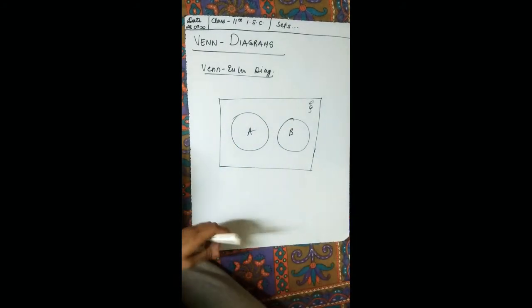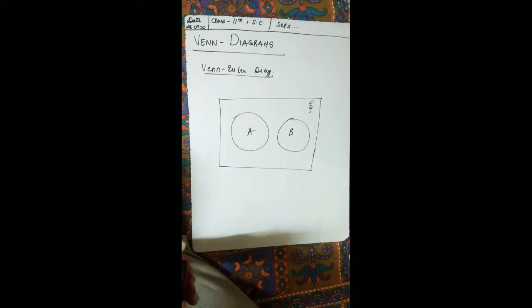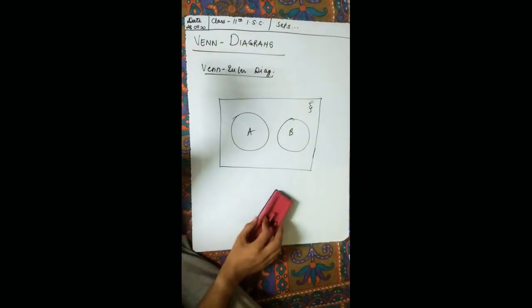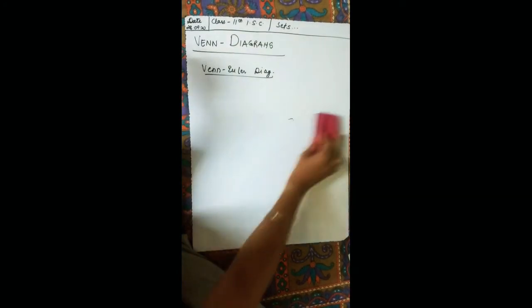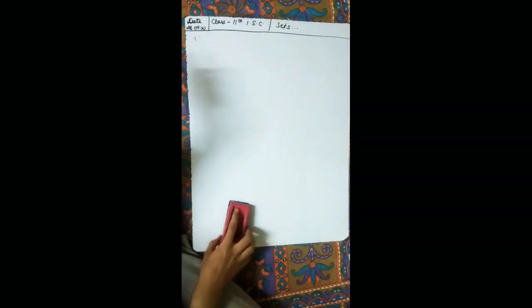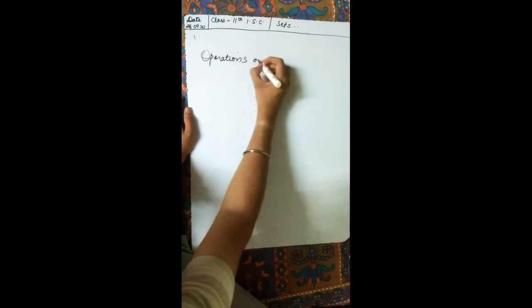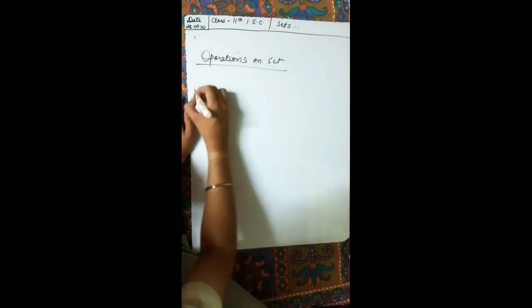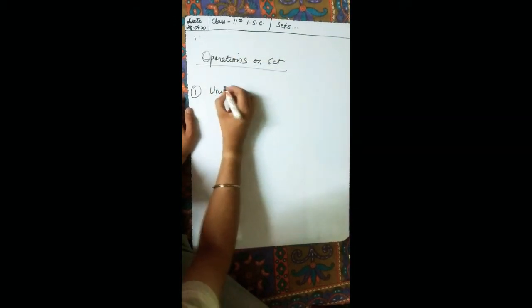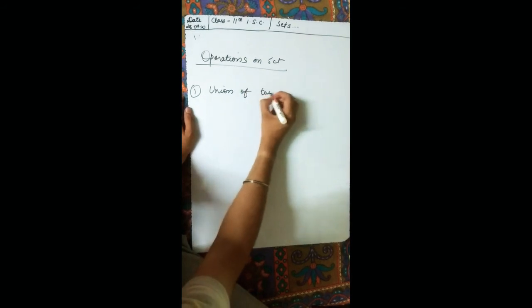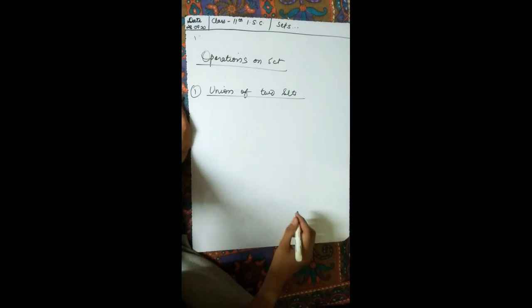Then comes the operations on sets. As in mathematics the basic operations are plus, minus, into and divide, for sets you have certain operations too. They can be understood like this: first, union of sets, union of two sets.